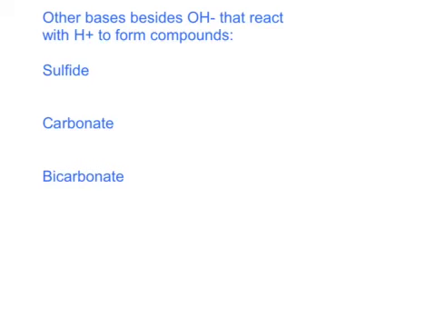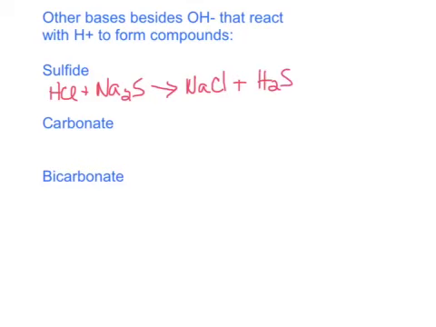There are other bases besides hydroxide that will react with hydrogen ions to form compounds. For example, the sulfide ion. An example of this would be hydrochloric acid and sodium sulfide. And we would have two products: sodium chloride and hydrogen sulfide gas. And this gas smells like rotten eggs, so it's pretty nasty.